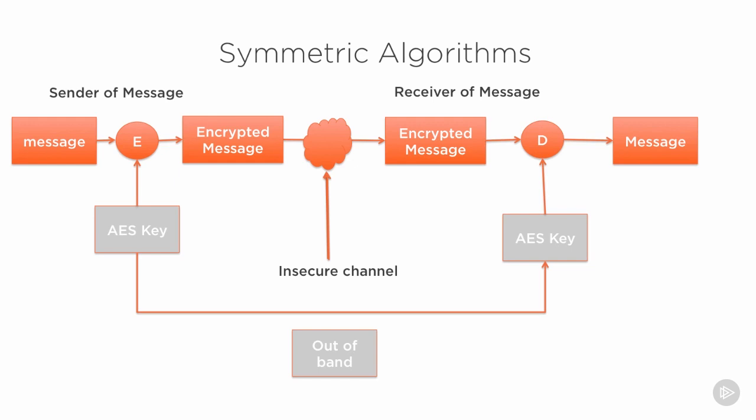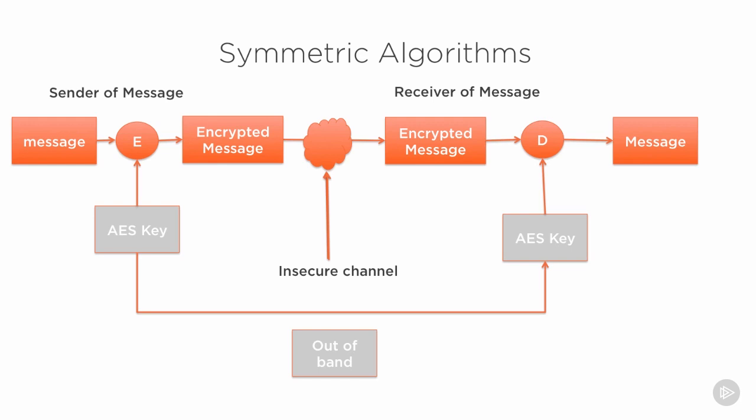And that means we cannot send the key in the same channel as the encrypted message, because then the person in the middle would be able to capture both the key and the encrypted message. So quite often with symmetric algorithms, we're going to have to use a different channel or a different bandwidth to pass the key from the sender to the receiver. This will be what we call out-of-band key distribution.